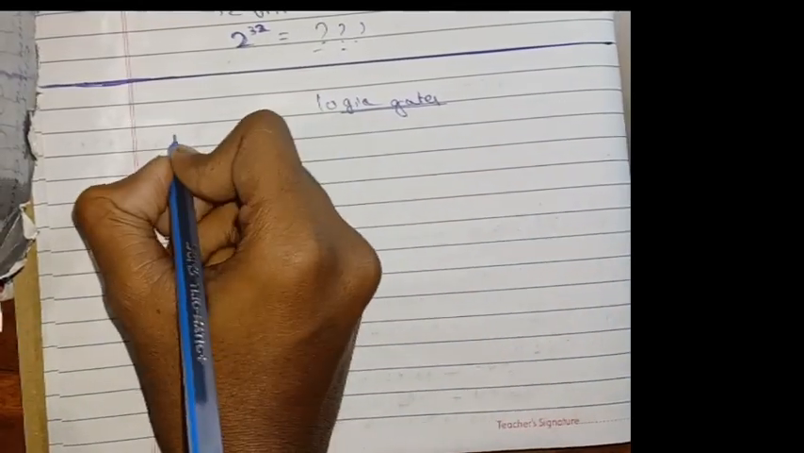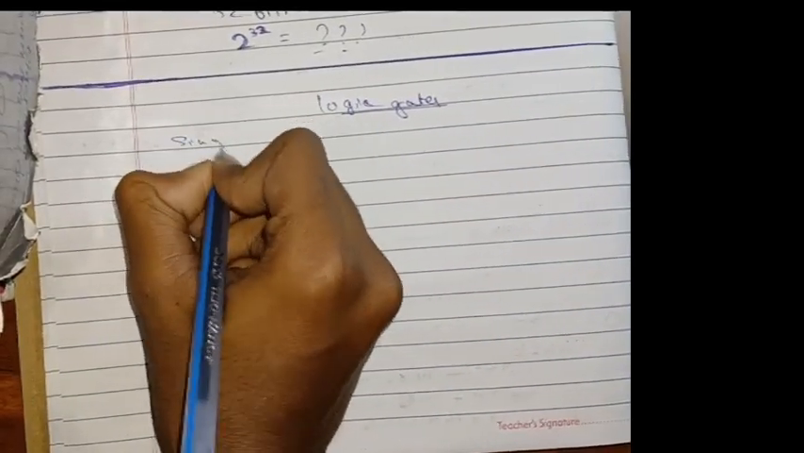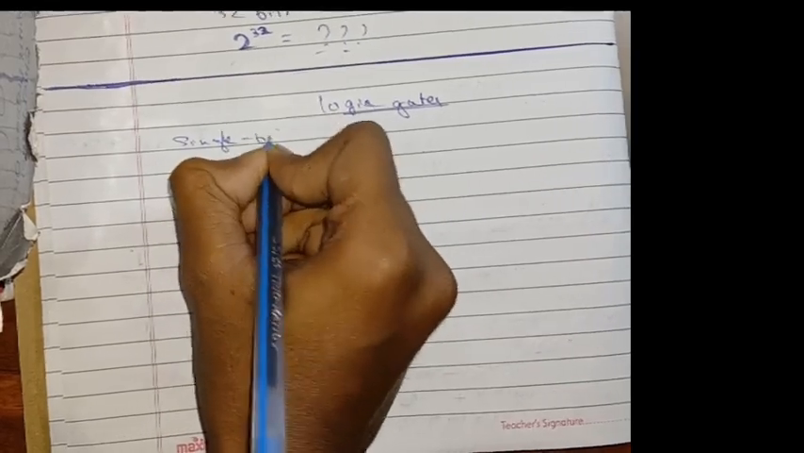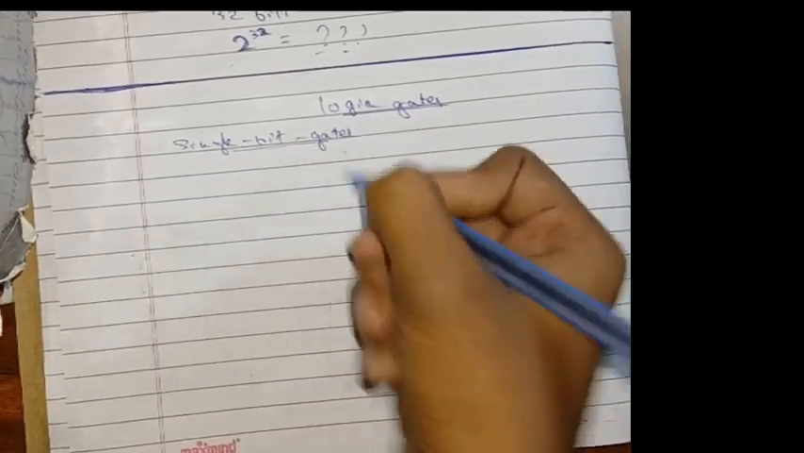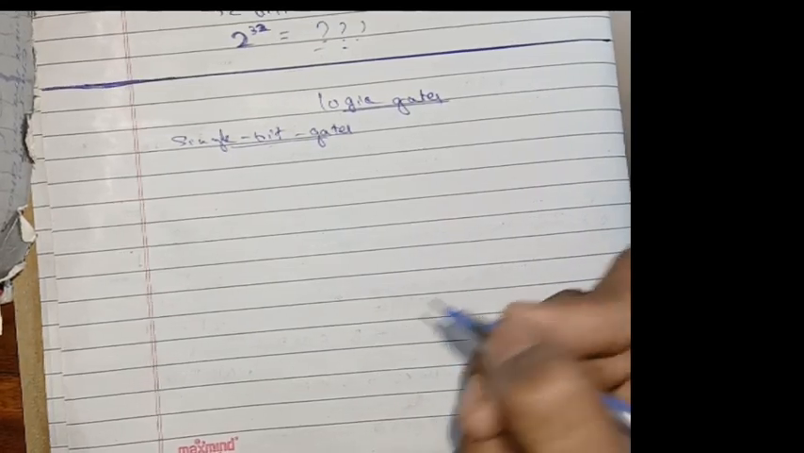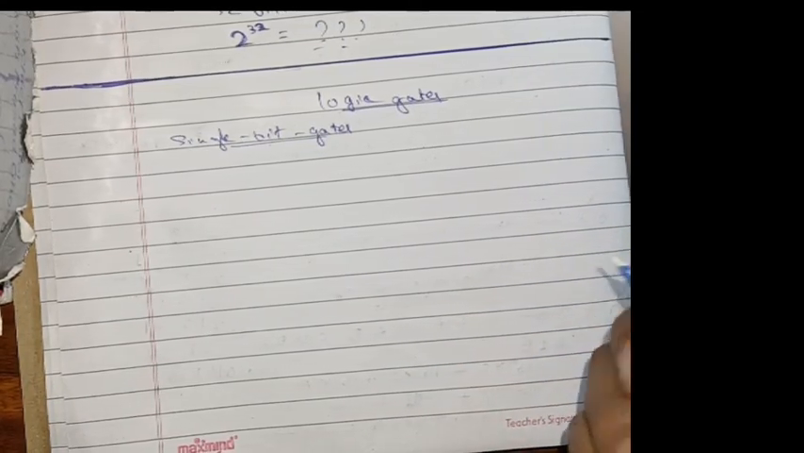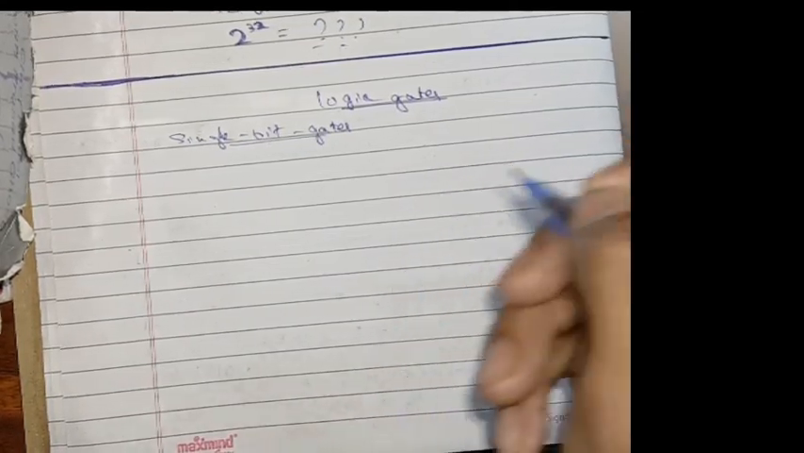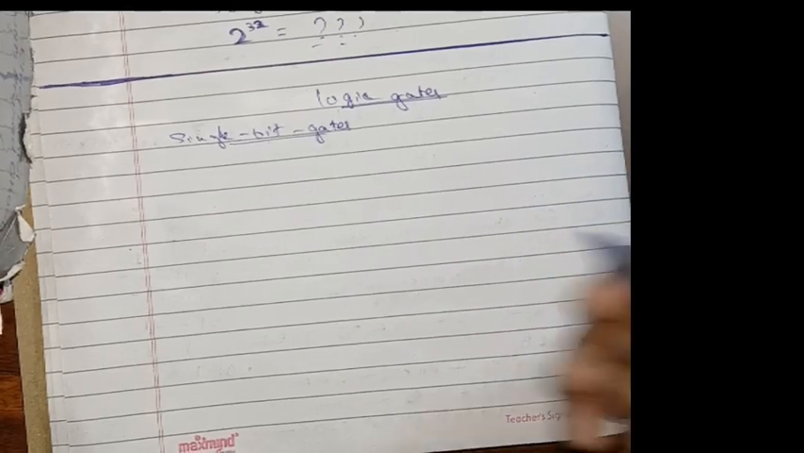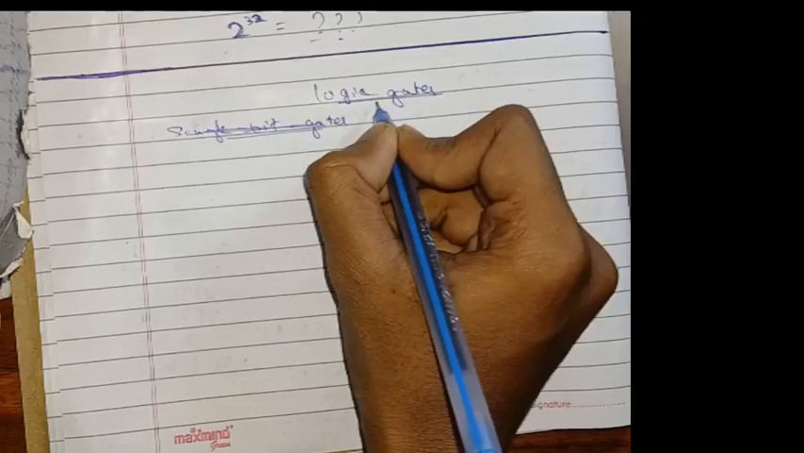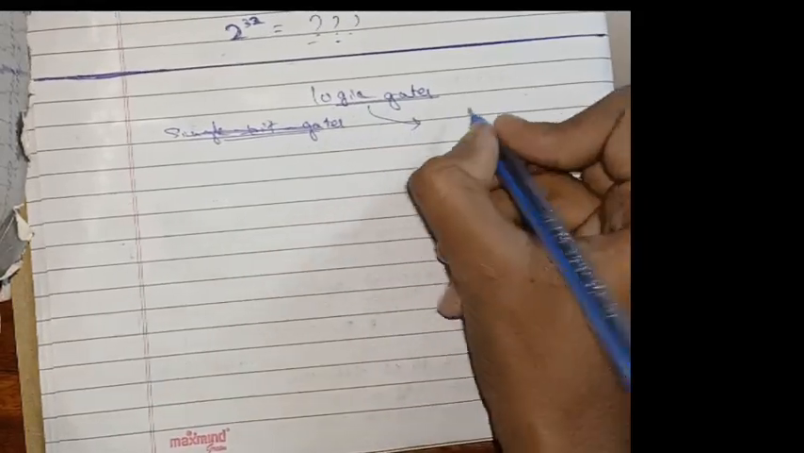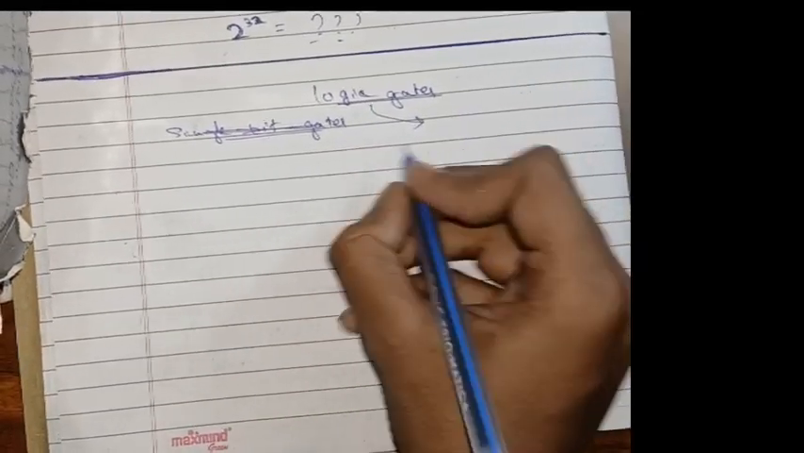So first we'll take single bit gates. What are actually single bit gates? They take one input and return one output. But before that, let us first learn about logic gates in general. So what logic gates are?